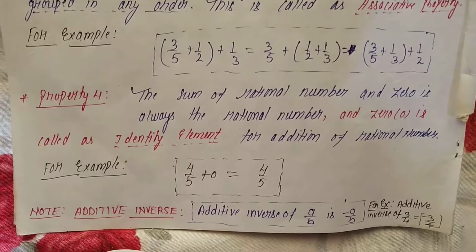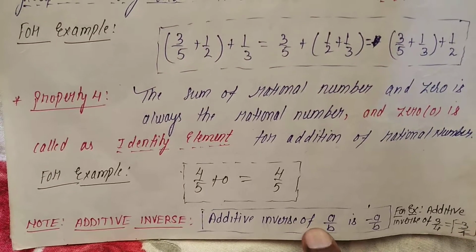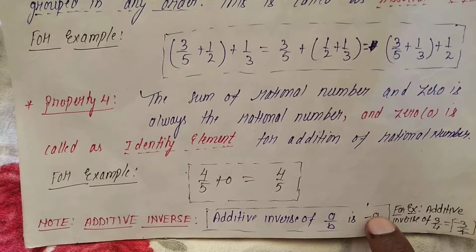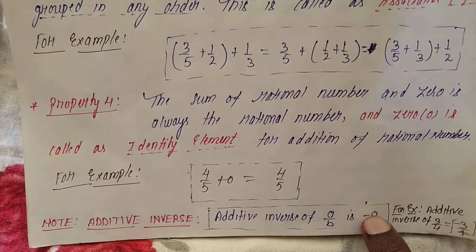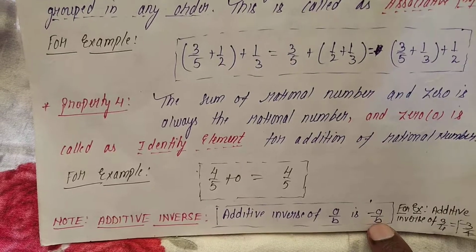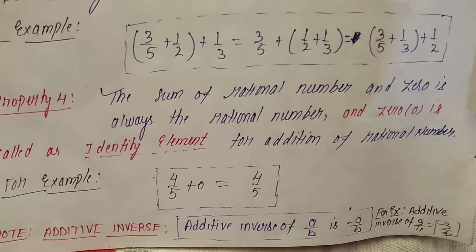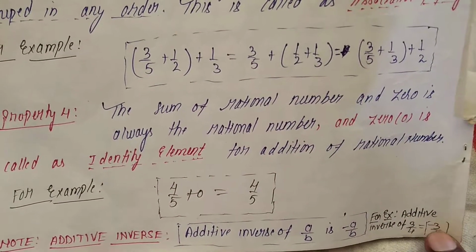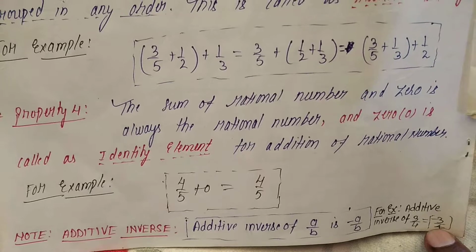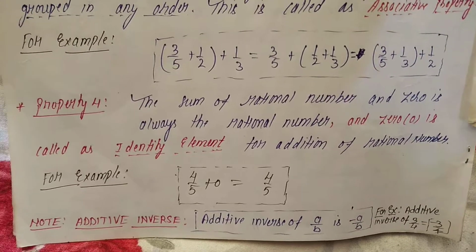Now see, at the last, additive inverse is there. Additive inverse of a by b is minus a by b. We just have to put a minus sign in the numerator of the given rational number, and we will get its additive inverse. For example, additive inverse of 3 by 4 is minus 3 by 4. We just have to put a minus sign before the numerator in the given rational number, and we will get its additive inverse.